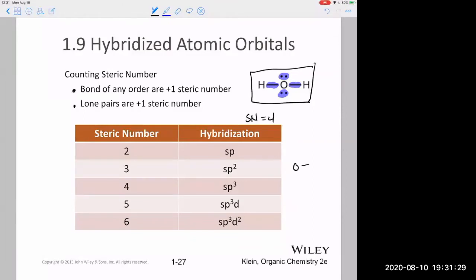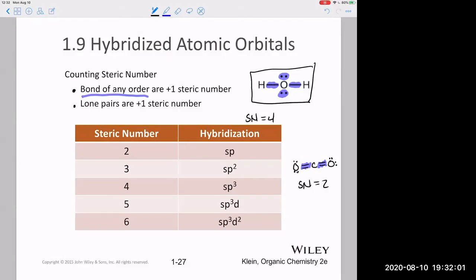One example I just want to do real quick. Carbon dioxide. Carbon dioxide has a steric number of 2 because bonds of any order are just +1. So that means that a double bond still only counts as 1 steric region, and this is my second steric region. So the steric number here is 2. Okay, so that's just a common mistake that people make. Single bonds, double bonds, triple bonds, each just +1 to your steric number.